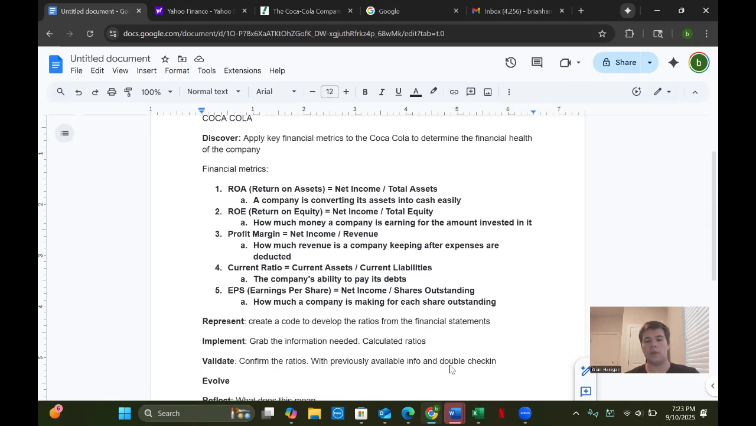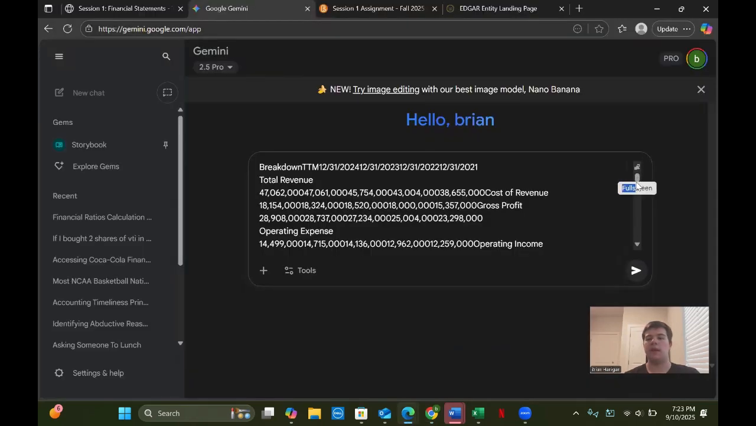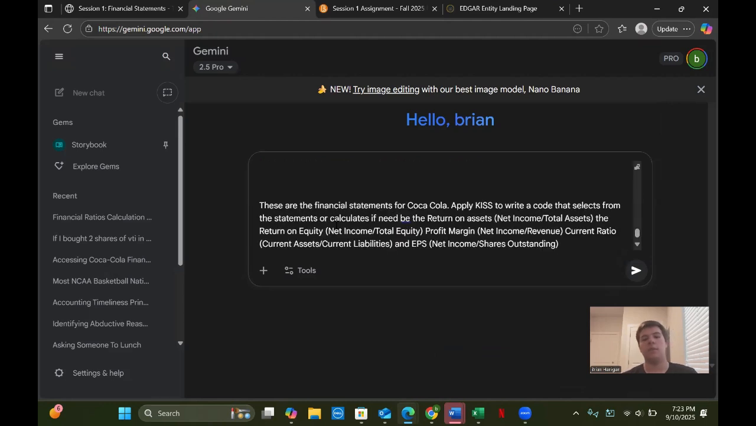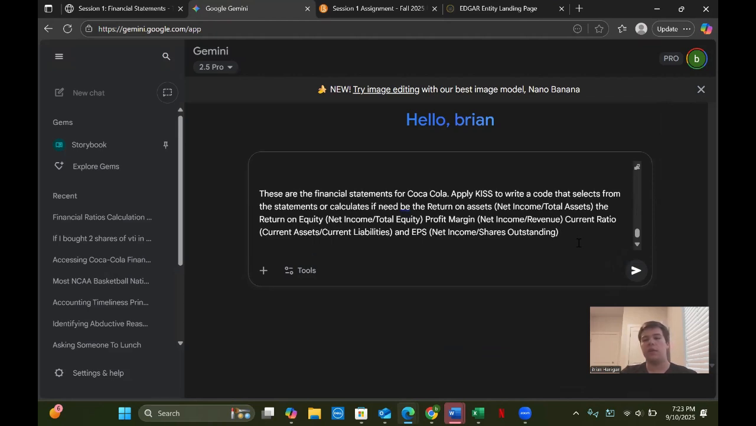So, we can go over this. I have taken the time to input the statements into Gemini. As you can see here, I copied and pasted them, and I can just scroll down. Here's the input I put in. These are the financial statements for Coca-Cola. Apply KISS, keep it super simple, to write code that selects from the statements and calculates, if need be, each one of the metrics I just discussed.